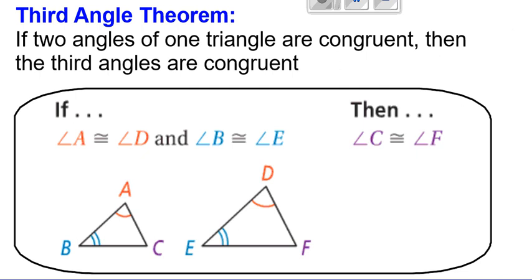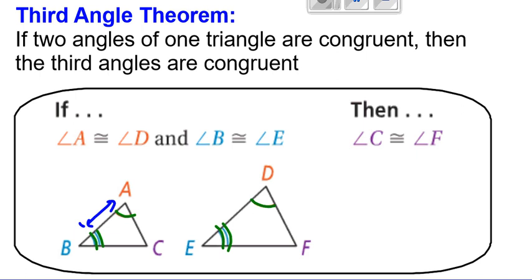Third angle theorem, this goes in your notes. If two angles of one triangle are congruent, then the third angles are also congruent. What that's saying is if I have a triangle where this angle and this angle are congruent, and angle B and angle E are congruent, then by default and by the 180-degree property, that these two angles here have to add up to 180, or let me take that back.